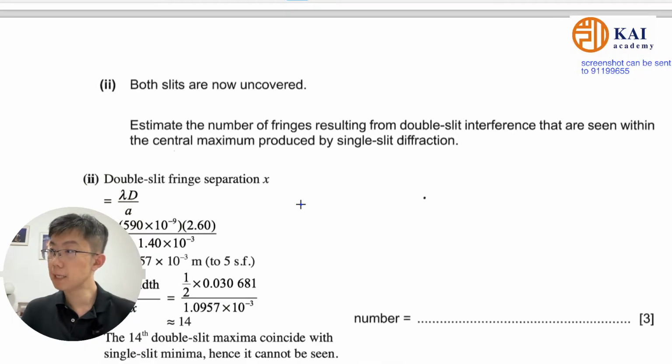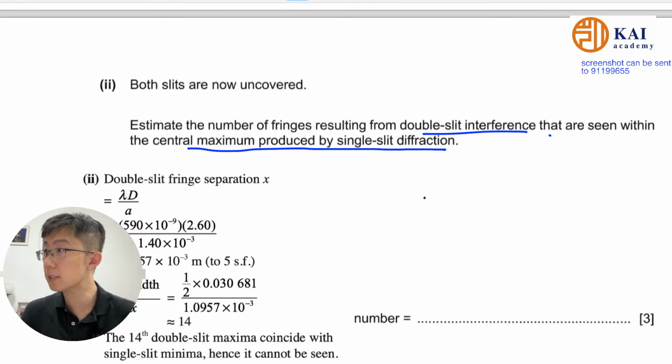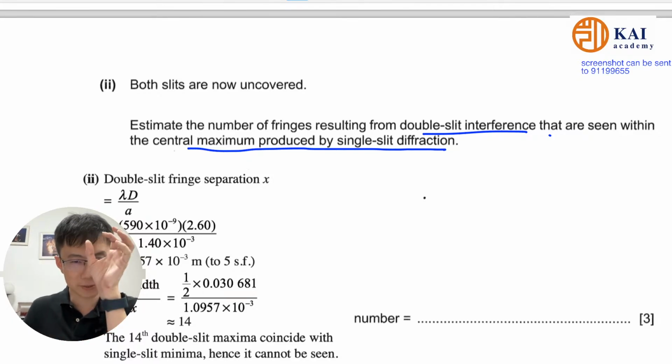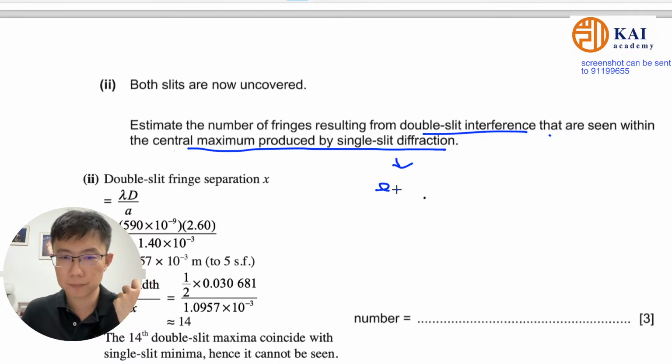Right, so part 2, both slits are now uncovered. Estimate the number of fringes resulting from double slit interference that are seen within the central maxima produced by the single slit diffraction. This is where the combination comes in. You have a single slit diffraction, and you are now trying to apply the double slit within it. The technical name for this is the single slit envelope.